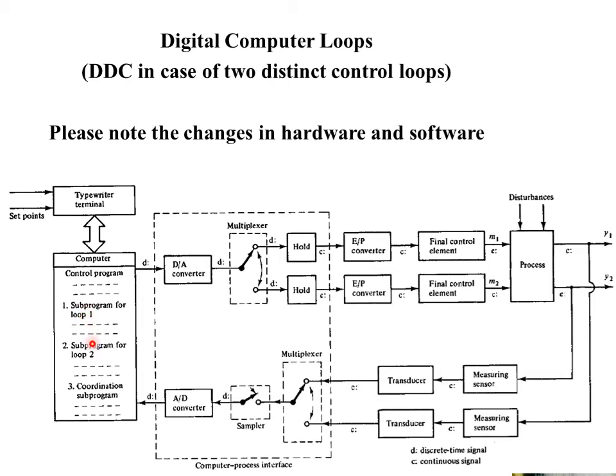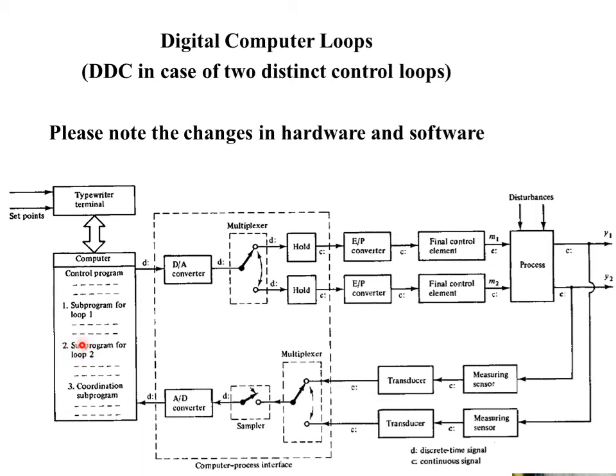When loop 2 is getting executed, this multiplexer goes down and this multiplexer goes up, and we have the loop which is coming over here, the loop which is coming over here, and it's coming down to this point, and this point is connected over here. So this is the second loop, and for the second loop the second program is executed.